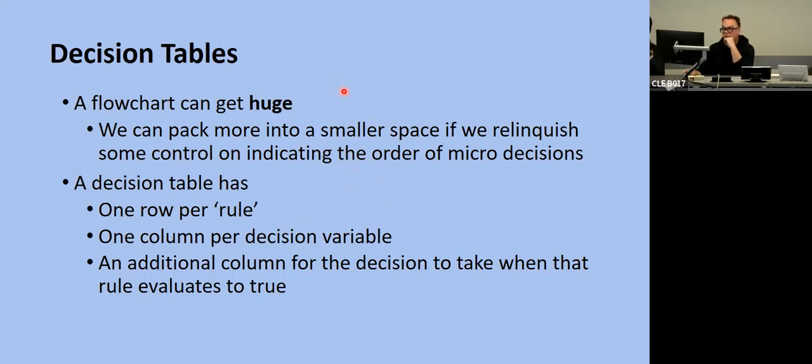But it gives you an idea of the matrix involved in these tables. And usually the literature starts off with the tables and then goes to the trees, from what I've seen, or random forests, which I'll talk about. We pack more into a smaller space if we relinquish some control on indicating the order of micro decisions. A decision table has one row per rule, one column per decision variable, and an additional column for the decision to take when that rule evaluates to true.